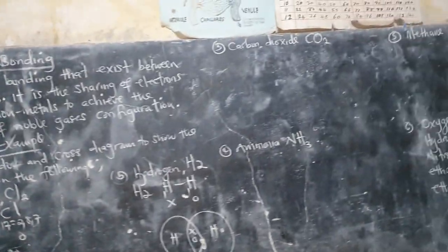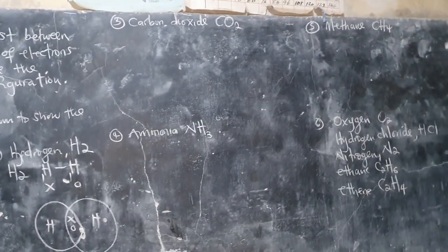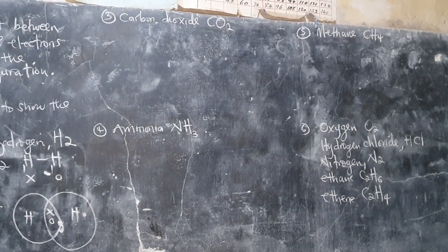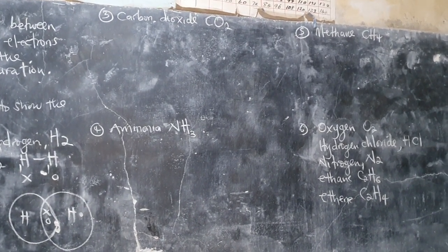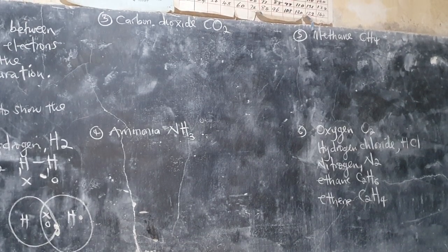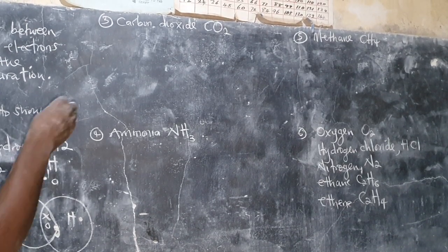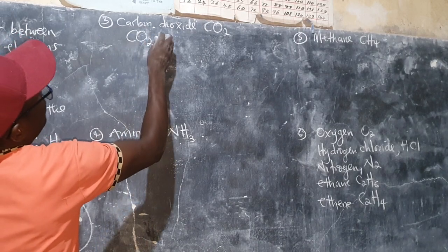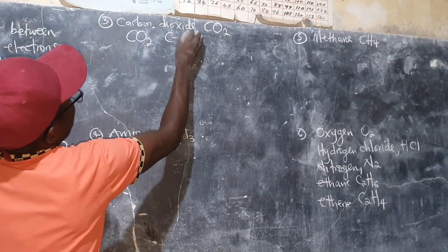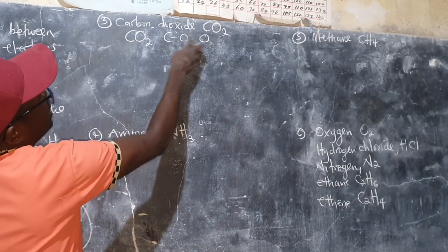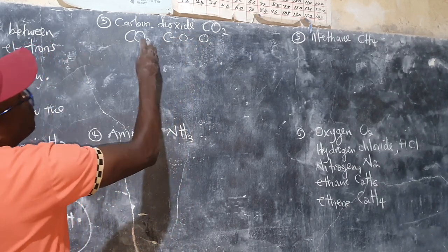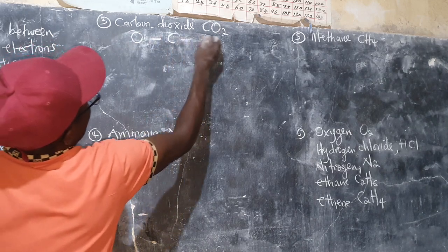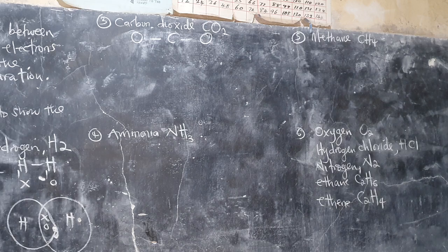Coming to the other one, there is carbon dioxide. In carbon dioxide, it's CO2. When you look at CO2, you cannot write it as COO. No, these are atoms of the same element, and this one is different. So when they are bonding, you're going to write it as O, C, then O, like that.